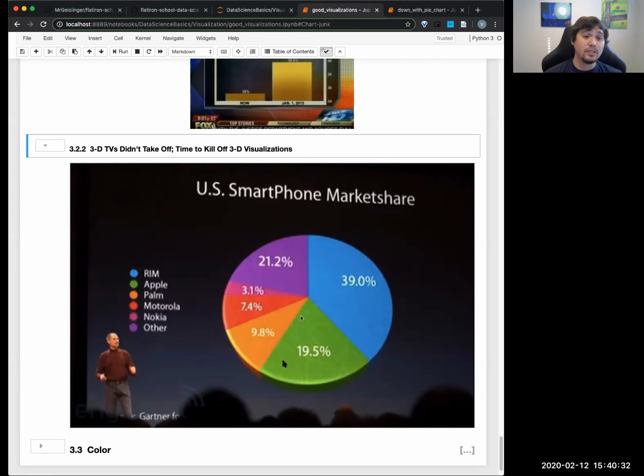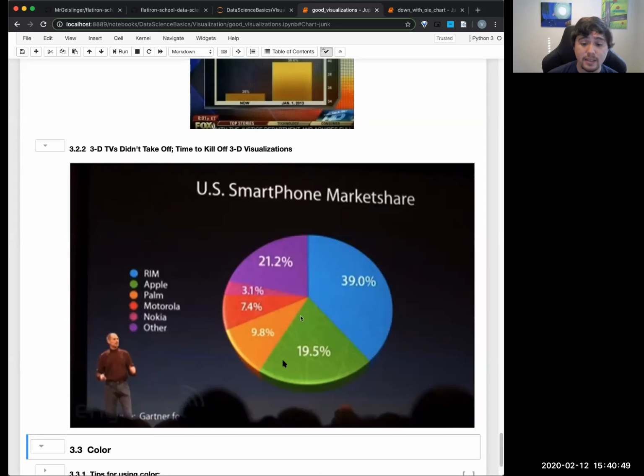So not only are they using a pie chart, which has other reasons why you shouldn't use it, but it's also 3-dimensional, which adds extra information that might not be interpreted by everyone the same way. Okay, so this is why, again, you shouldn't use 3D if you can.